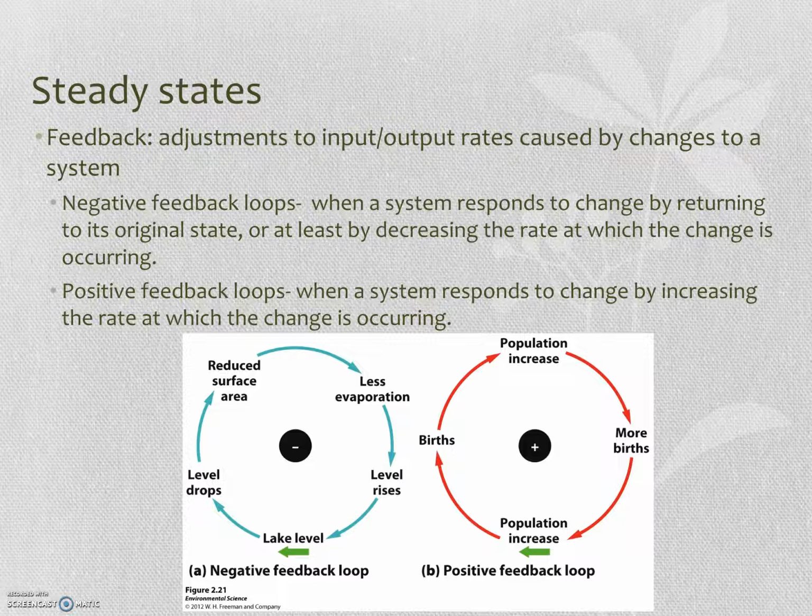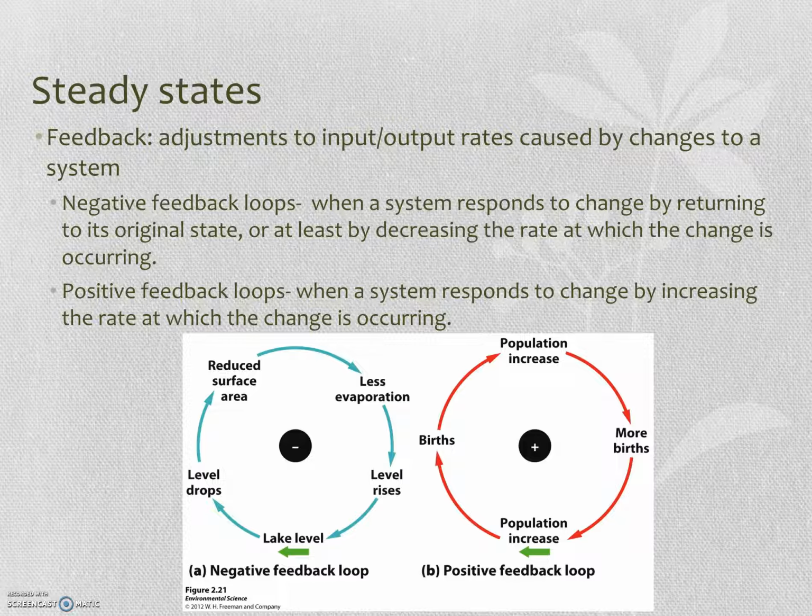So a negative feedback loop is when a system responds to a change by returning to its original state. If we look at the example on the left below, we have a lake level, and the level of the lake drops. As the level of the lake drops, it has reduced surface area. Because of the reduced surface area, there's less evaporation. Because there's less evaporation, the level rises. And so it sort of takes care of itself and helps keep that lake back to the same level.